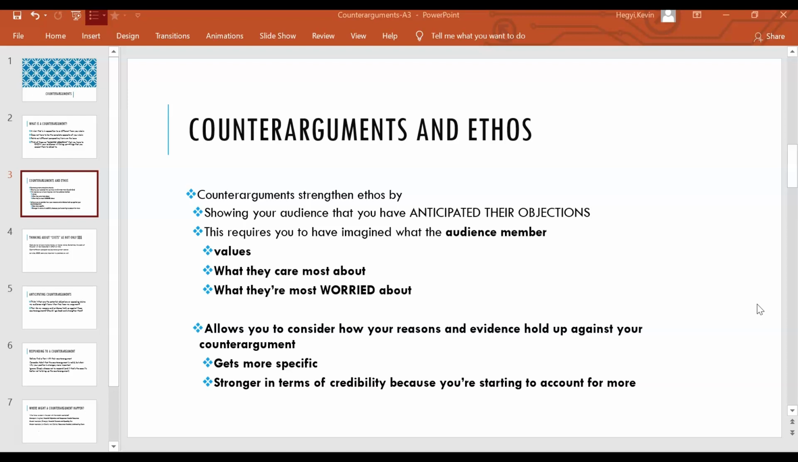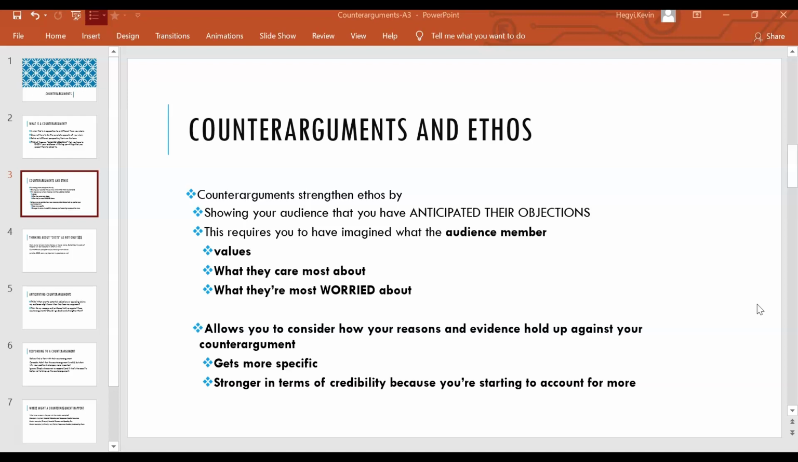So it really requires you to imagine what audience members are valuing. What are they caring about? What are they most worried about? Who are you proposing to? Are they going to be worried about internet connection? Are they going to be worried about how many people they're actually reaching if you're increasing awareness? If you're doing a time slot on a news show, what do you have to worry about there?